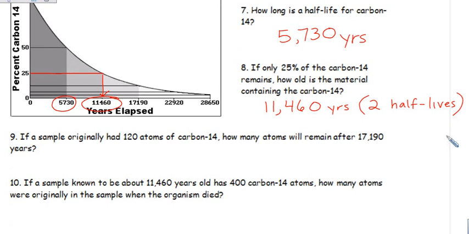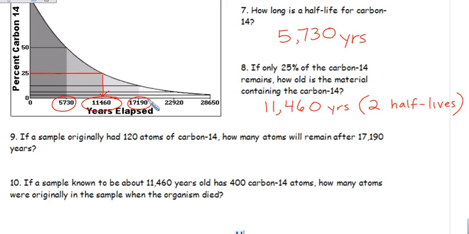Number 9. If a sample originally had 120 atoms of carbon-14, how many atoms will remain after 17,190 years? Now again, having 120 atoms is a little crazy. We could never even measure 120 atoms. But on a smaller scale, we can figure this out. Okay, so this 17,190 years, that is on the chart here. That must be the third half-life.